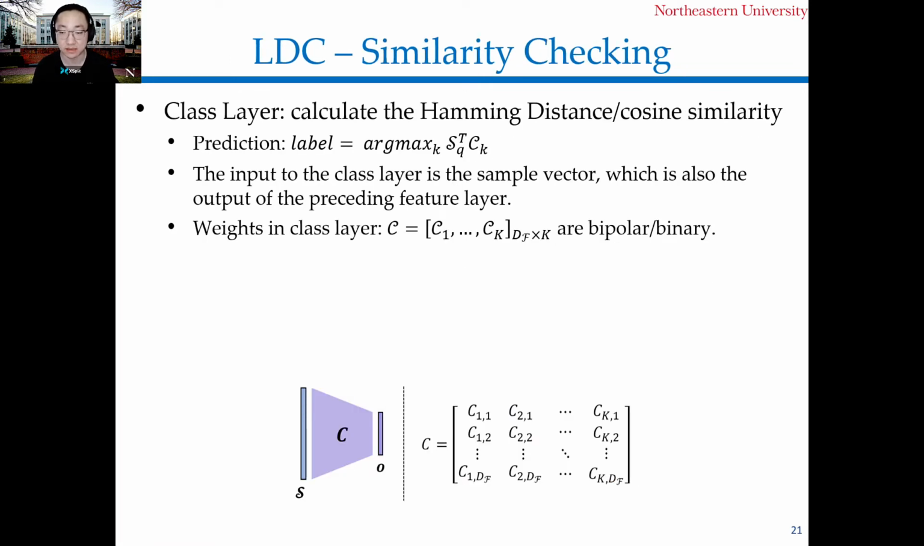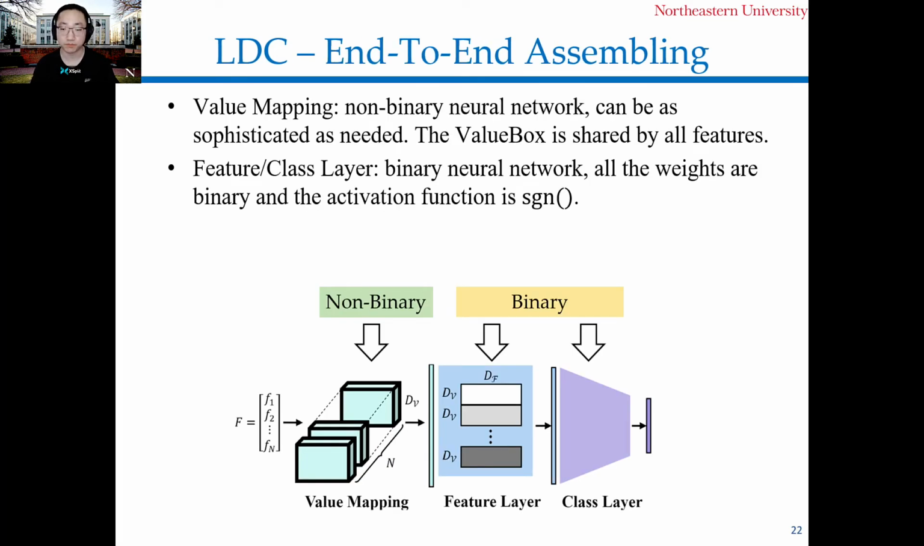And now that we have the sample hypervector as the output of the encoding, we can do the inference now. Because the cosine similarity and the Hamming distance are equivalent to each other, the similarity checking is equivalent to the matrix multiplication, which can also be mapped to the operation in a binary neural network. So by integrating different stages of the LDC classification, we construct an end-to-end neural network shown in this figure. Here, the value mapping layer is non-binary, while the feature and class layers are binary neural networks. With both binary and non-binary weights, this framework realizes the same function as the normal HDC model.